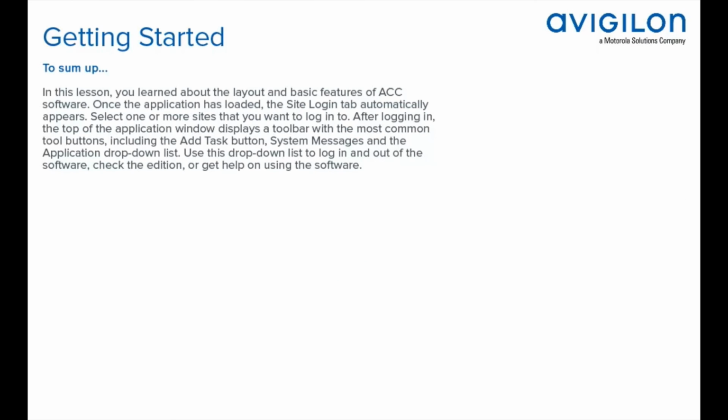To sum up, in this lesson, you learned about the layout and basic features of ACC software. Once the application is loaded, the Site Login tab automatically appears. Select one or more sites that you want to log into. After logging in, the top of the application window displays a toolbar with the most common tool buttons, including the Add Task button, System Messages, and the Application drop-down list. Use this drop-down list to log in and out of the software, check the edition, or get help on using the software.